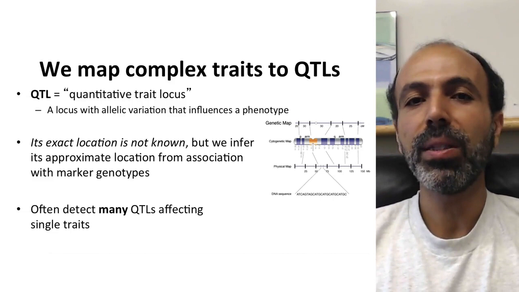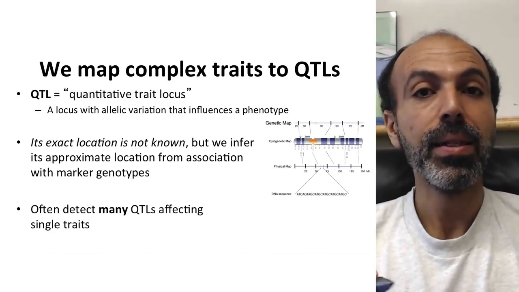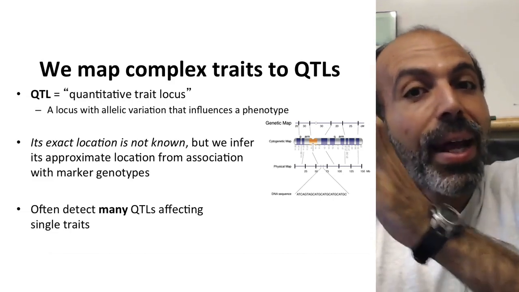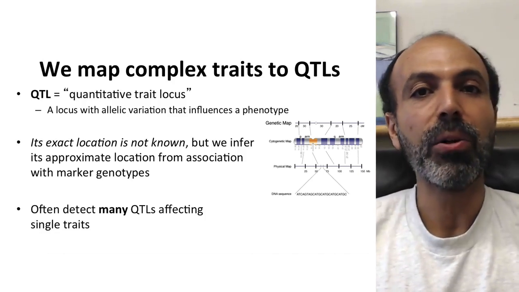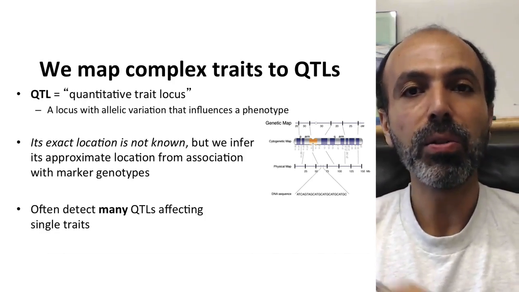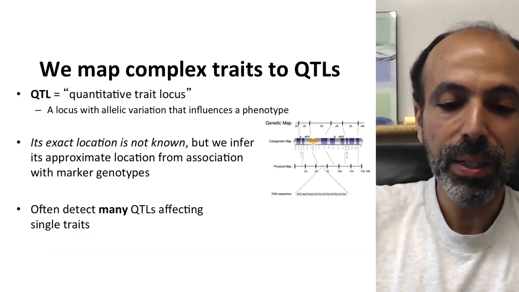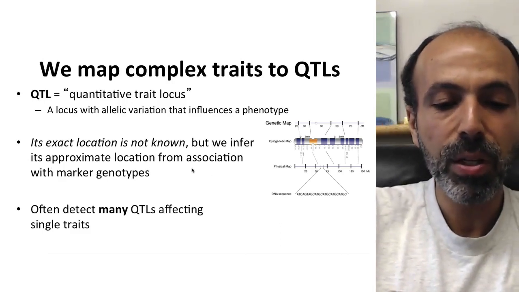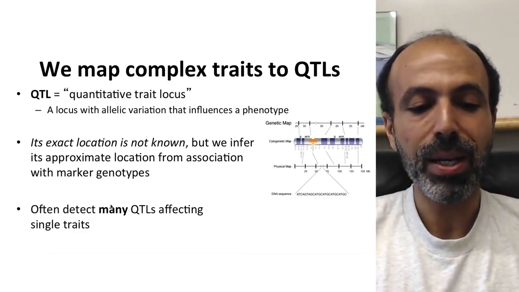At some level, you can think of them as almost a hypothesis, that we are inferring it's here, but it may not actually be right there. We'll come back to this a little bit later on, how something that we map as a QTL may not actually be the location of the gene causing the trait. But nonetheless, we infer the approximate location from the association with marker genotypes.